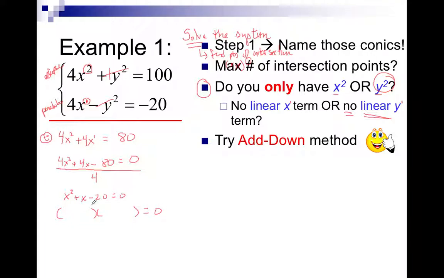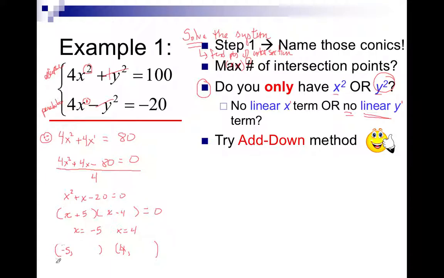Now, in real life, yes, these could often be nasty coefficients, and I would use the quadratic formula, but I would give you a calculator to do that. So I have two potential points of intersection. One where x is -5 and one where x is 4.